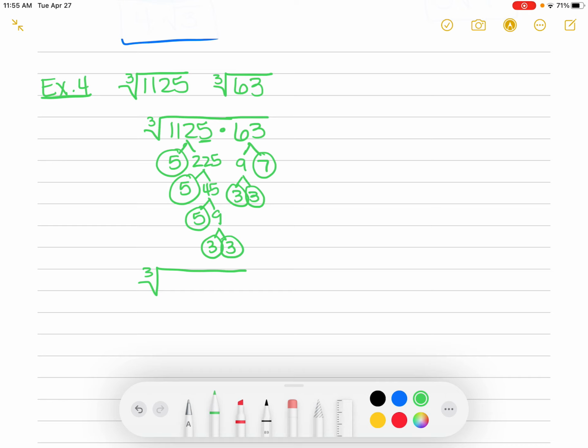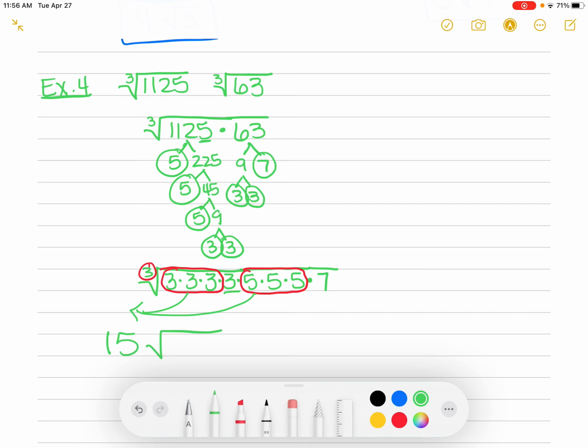they all go together. So I have 4 3s, 1, 2, 3, 4. I have 3 5s, 1, 2, 3, and I have a 7. Okay, so now I'm going to group them. This is a cube root, so I'm going to group them in groups of 3. So you see what I grouped it as? So that means on the outside, I'm going to have a 3 and a 5, so that's going to be 15. And inside, I have 3 and 7, so that's going to be a 21.